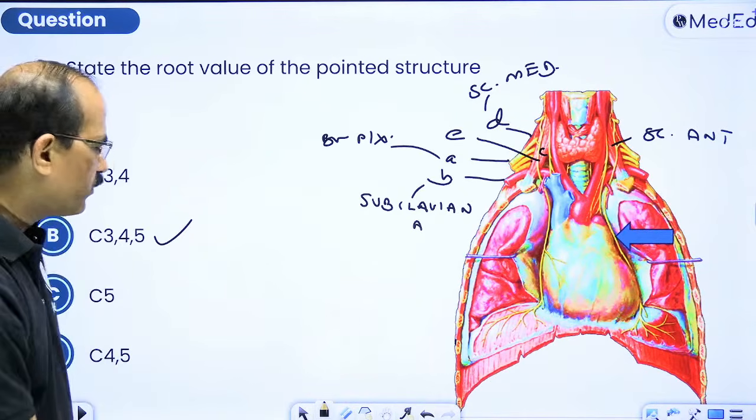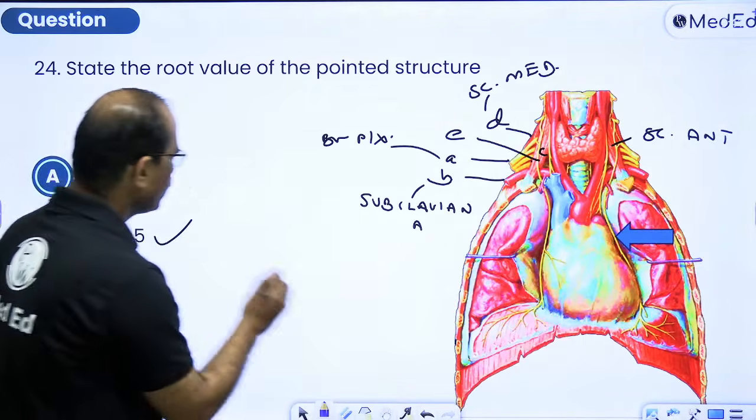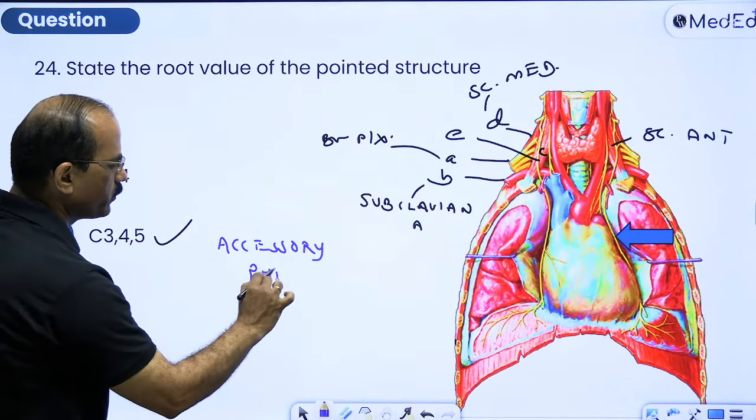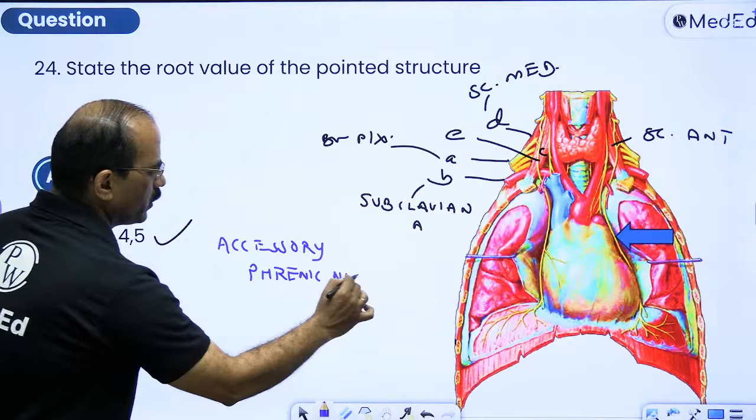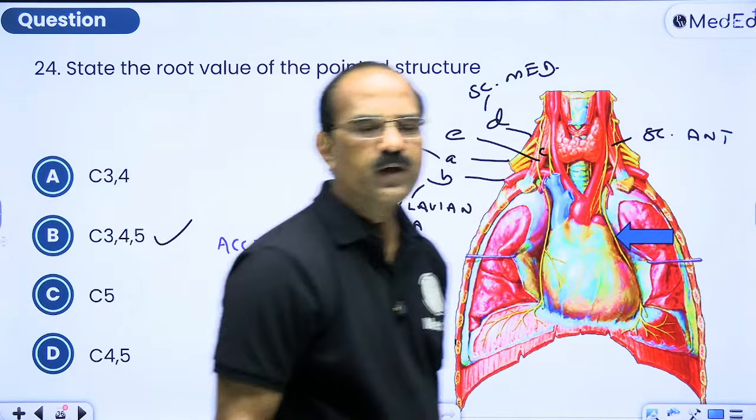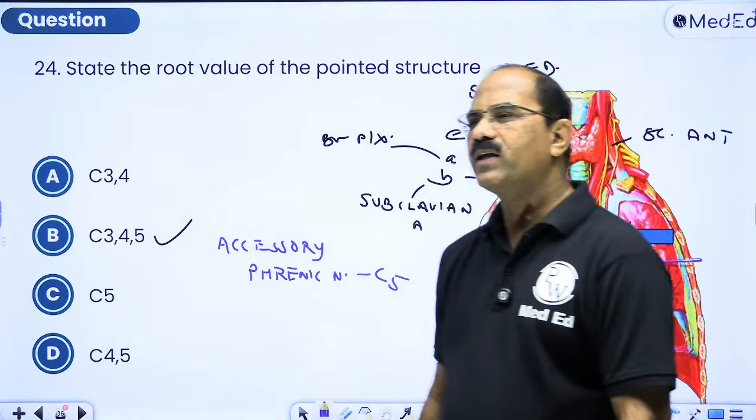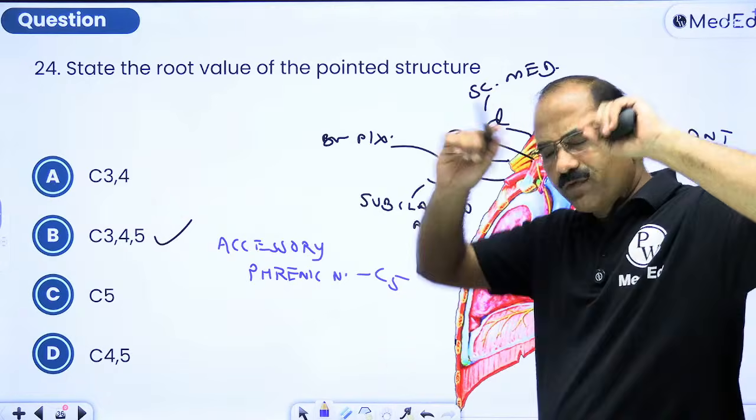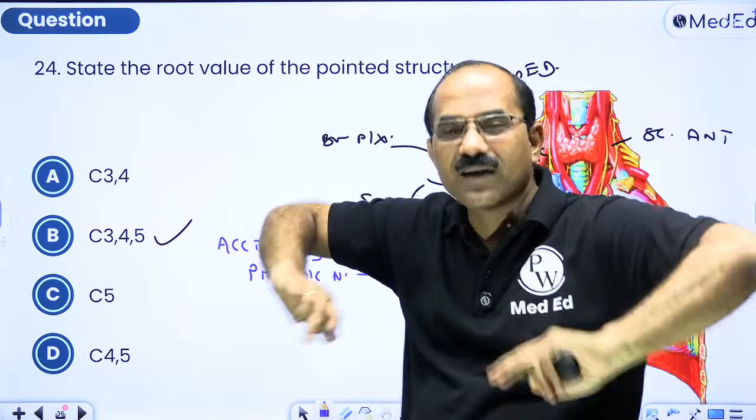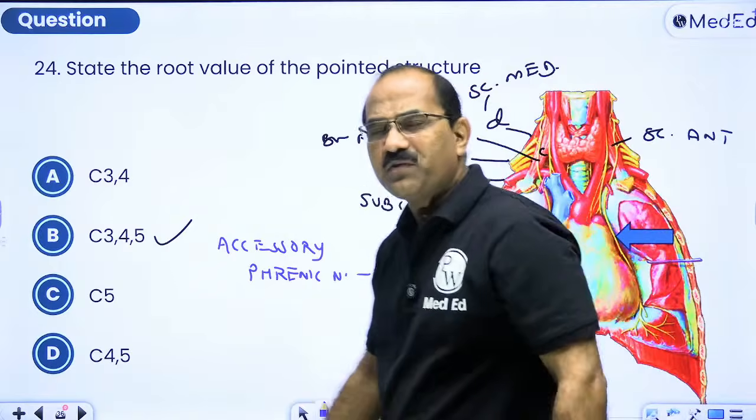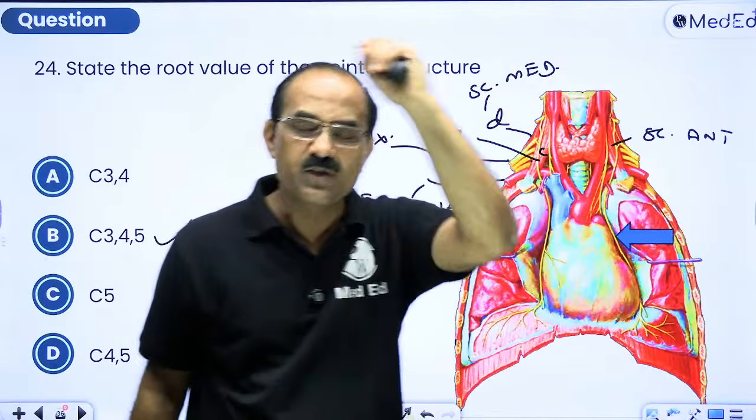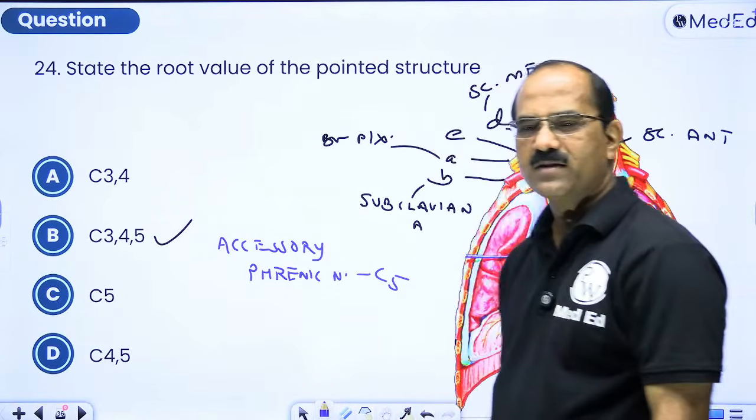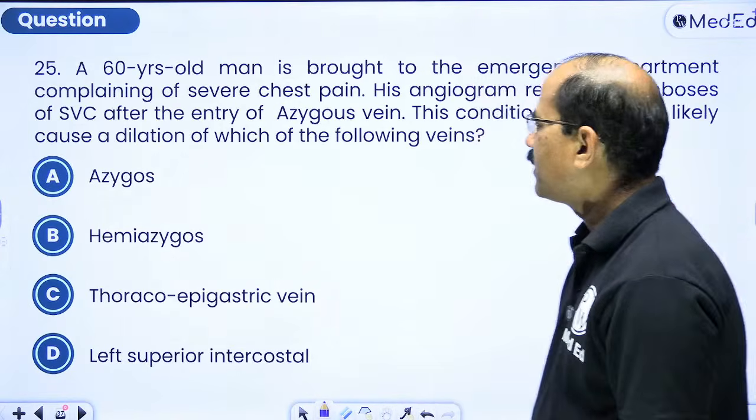There's an accessory phrenic nerve. Accessory phrenic nerve arises from C5 root of the brachial plexus. ये याद रखना. So nerve in front of the hilum is phrenic. Nerve behind the hilum is vagus. That's very important. याद रखना. Fine. Okay. Coming to the next MCQ.